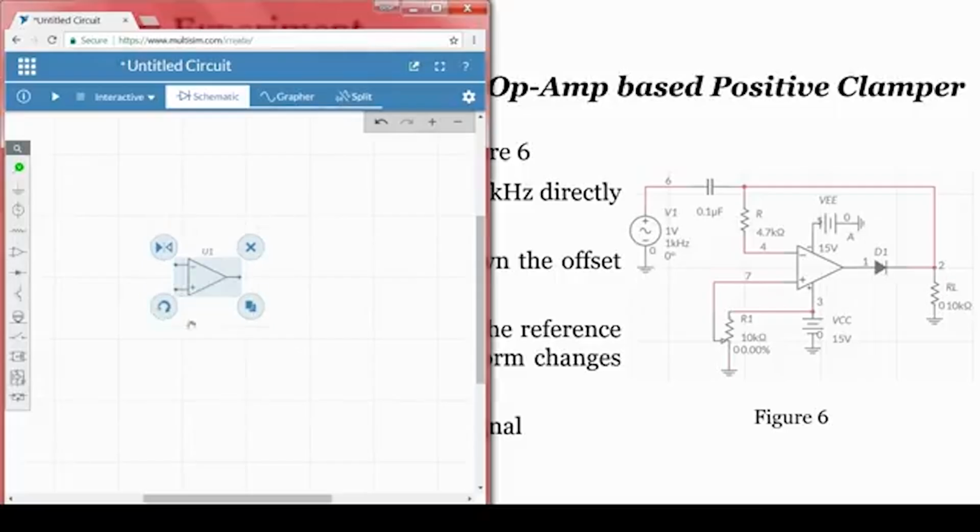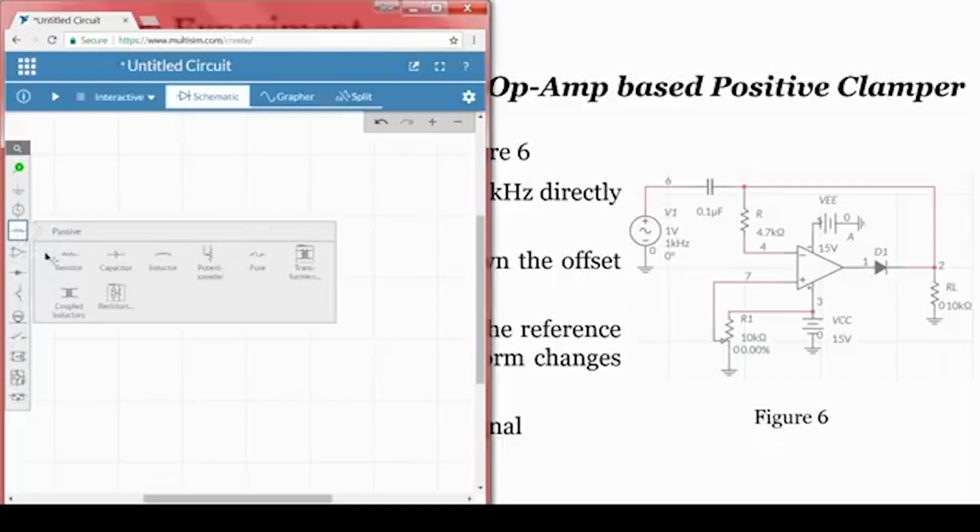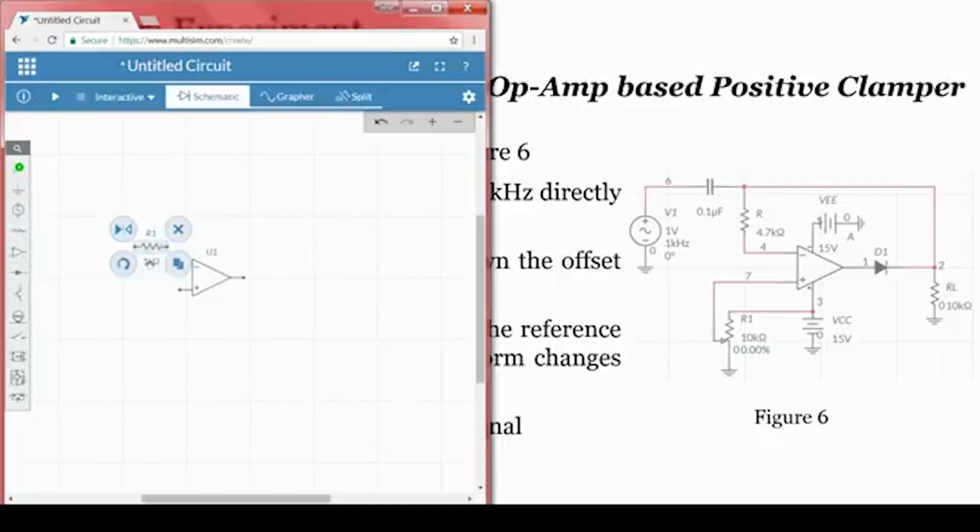Let me flip it, right. I will take a capacitor of 0.1 microfarad and a resistor of 4.7 kilo. This is the resistor I am using, and I am changing it to 4.7 kilo. One terminal will be connected to the negative, and the value of the capacitor is 0.1 microfarad.